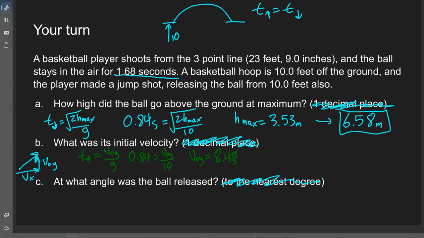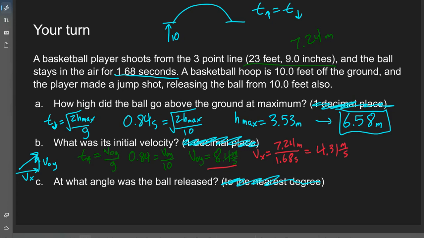Now we just need velocity in the x-axis. Well, it travels 23 feet 9 inches. I'll save you the pain of converting from feet to meters. That is 7.24 meters for that horizontal side. So that means velocity in the x-axis, well, it traveled 7.24 meters in 1.68 seconds. So 7.24 divided by 1.68 tells us that our velocity in the x-axis was 4.31 meters per second.